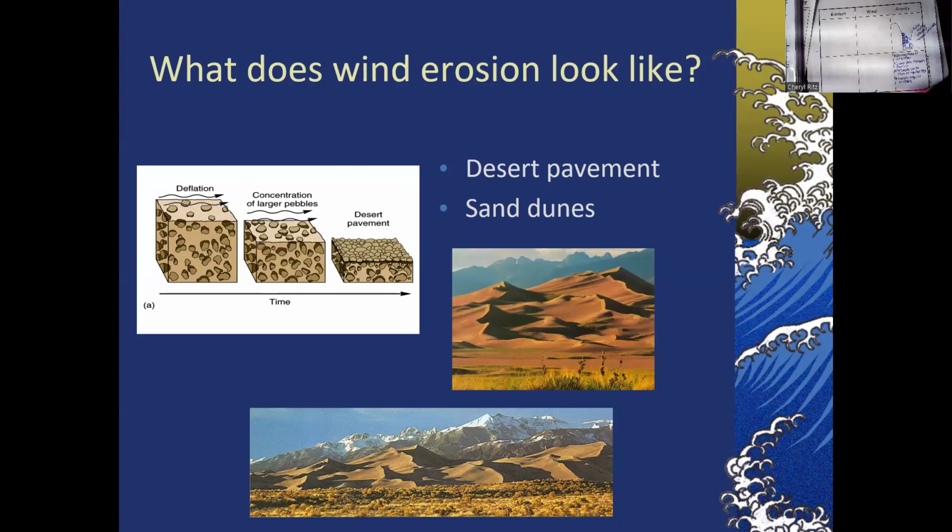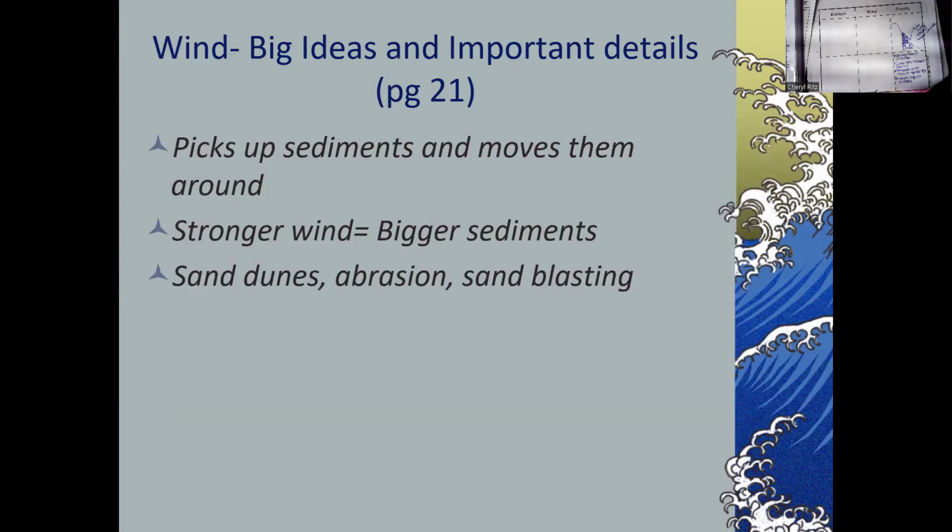We've got that desert pavement, which is all the little stuff being removed, leaving behind just the gravel. We've got sand dunes, again, gentle side, steeper side. That's the basics of wind erosion. Here's the big ideas for wind erosion.